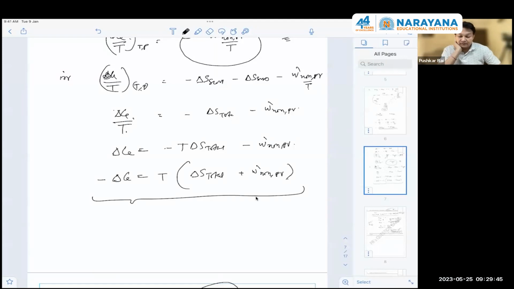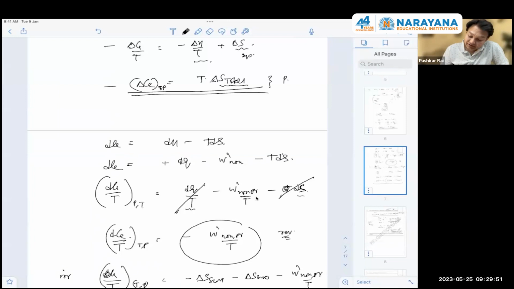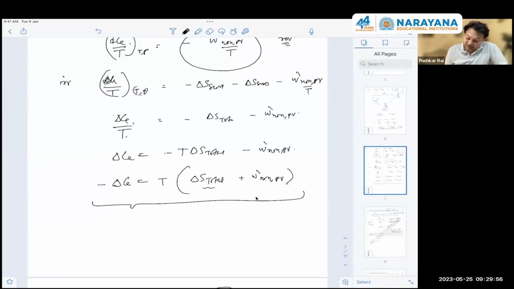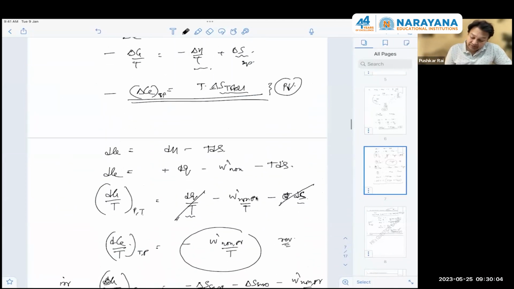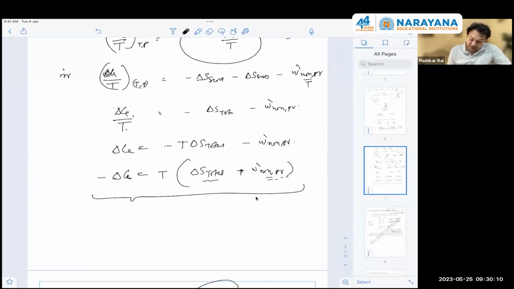Thank you for this challenge. If PV work is involved, and non-PV work is involved, then of course delta S total will be slightly modified and this will be equal to this one. And one other interesting fact is that the absolute value of this will remain the same. Why? Because G is a state function. The value is not changed, but of course when this non-PV work has come, delta S total will be slightly modified.